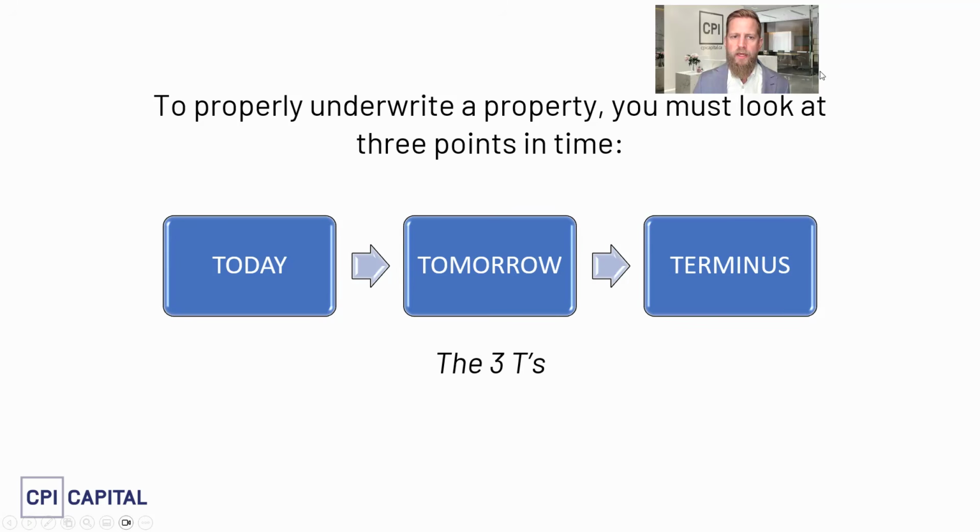To properly underwrite a property, you must look at 3 points in time. Let's look at today, tomorrow, and terminus. This is also what we call the 3 T's.